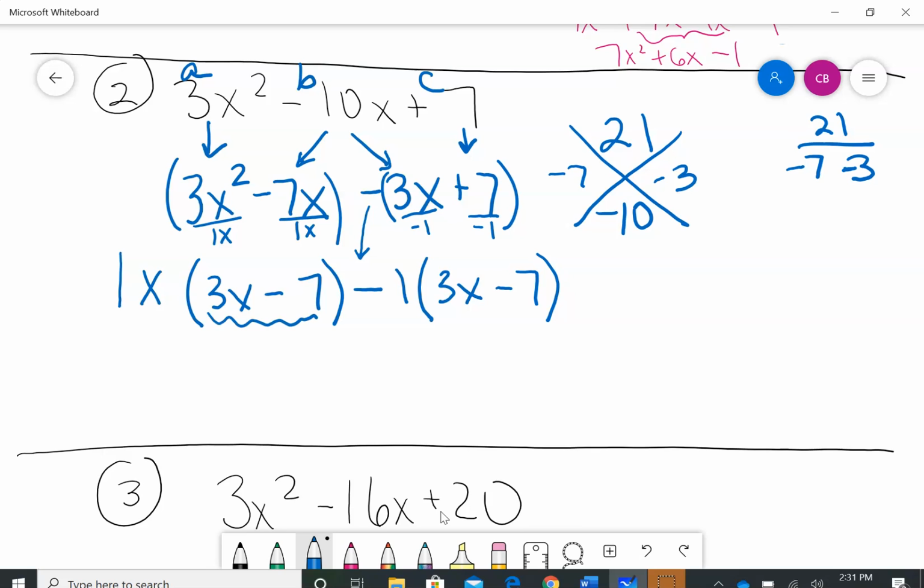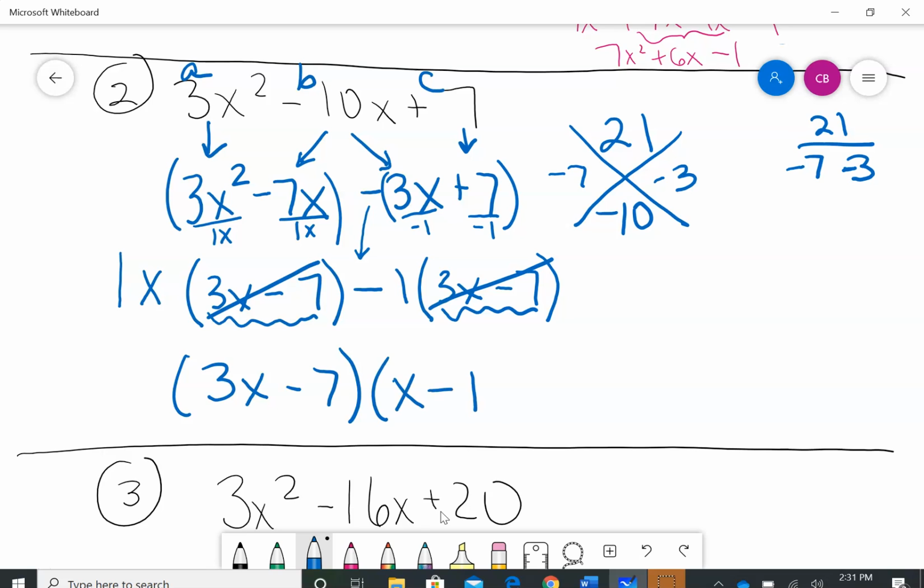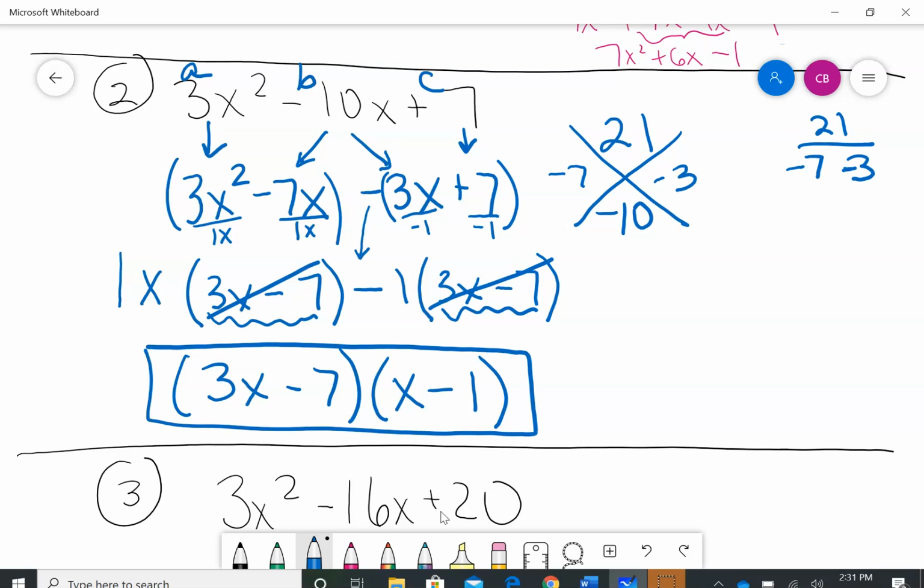So, what do we notice here? Those are the same. So 3x minus 7 is one of our factors. 1x minus 1, or just x minus 1, is the other factor.